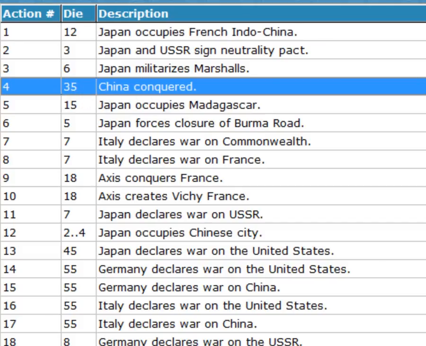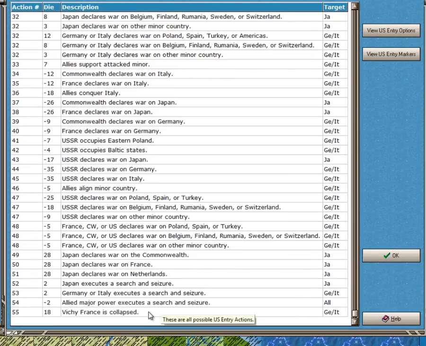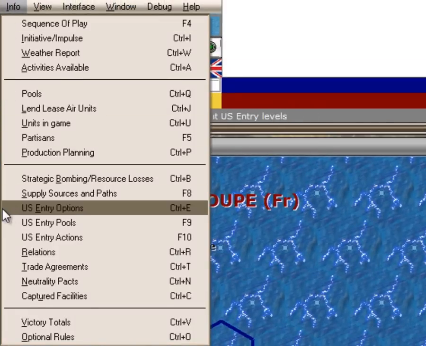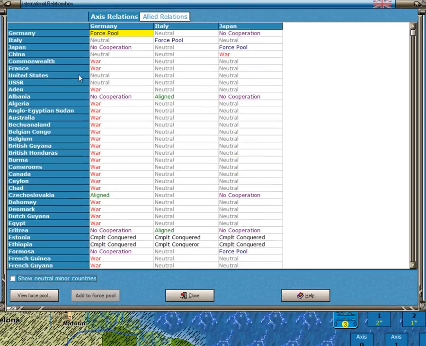The number of U.S. entry actions is quite large. If you go all the way down to the bottom, there are 55 of them. So you can get info on the U.S. entry options, the pools, and the actions. You can also get the international relations between the major powers and all the minor countries.